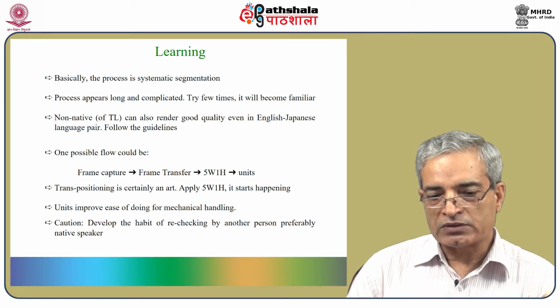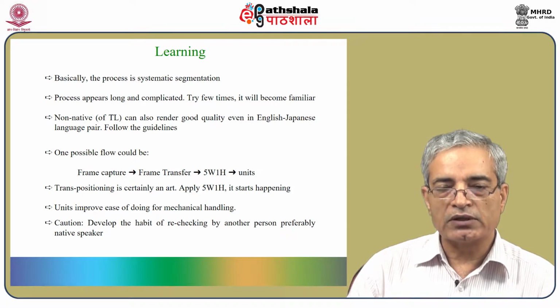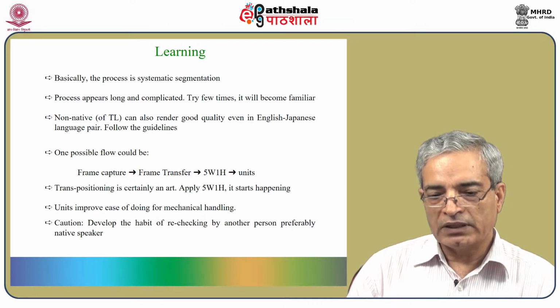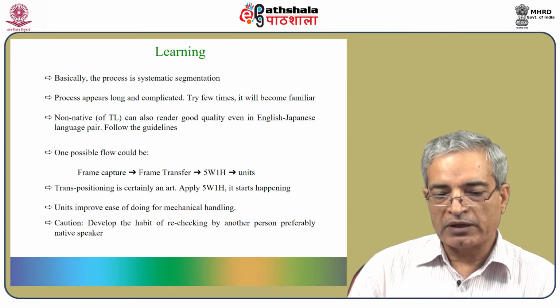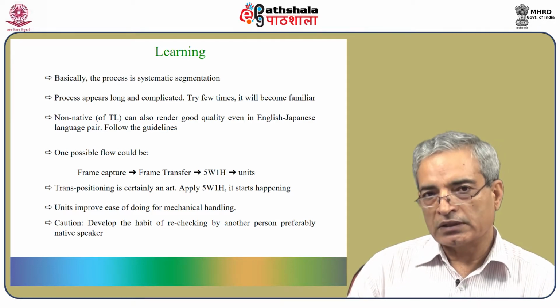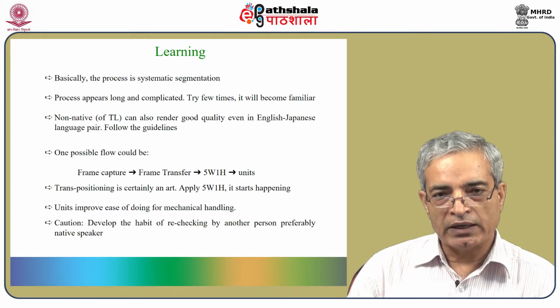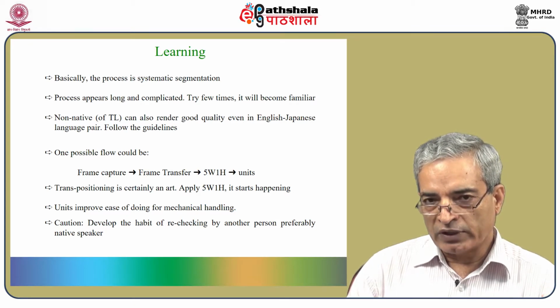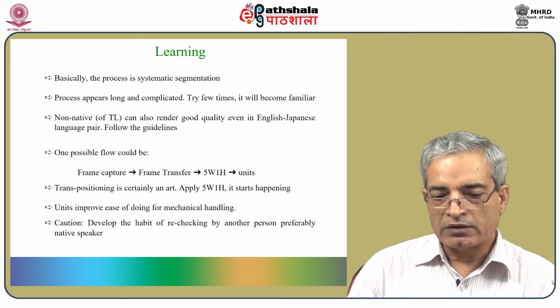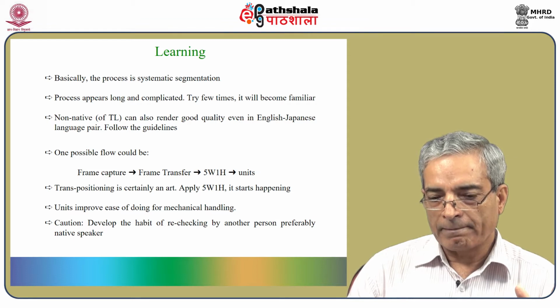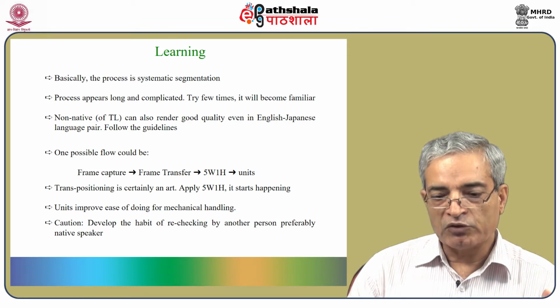Non-native speakers of the target language can also render good quality translation even in the English to Japanese language pair. You just need to follow the guidelines as we have talked about in this particular module. One possible flow that can be recommended here is frame capture, then frame transfer, then confirmation through 5W1H, and then take the help of units. 5W1H can be kept in your mind while capturing the frame also if it helps you. Transpositioning is certainly an art, but I would say apply 5W1H, it will start happening automatically.